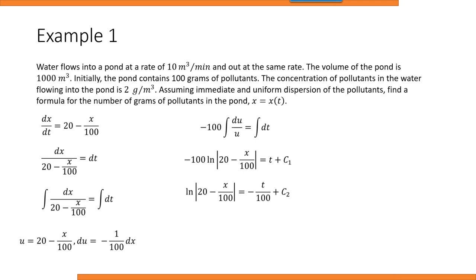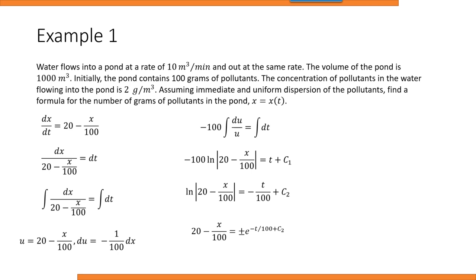I'm going to raise both sides of this equation to e. And then I'll throw a plus or minus on the right side of the equation to deal with that absolute value. So 20 minus x over 100 equals plus or minus e to the quantity negative t over 100 plus C2. Okay, so before I continue to solve and get rid of the 20 and the 100 on the left side, I'm going to clean up the right side.